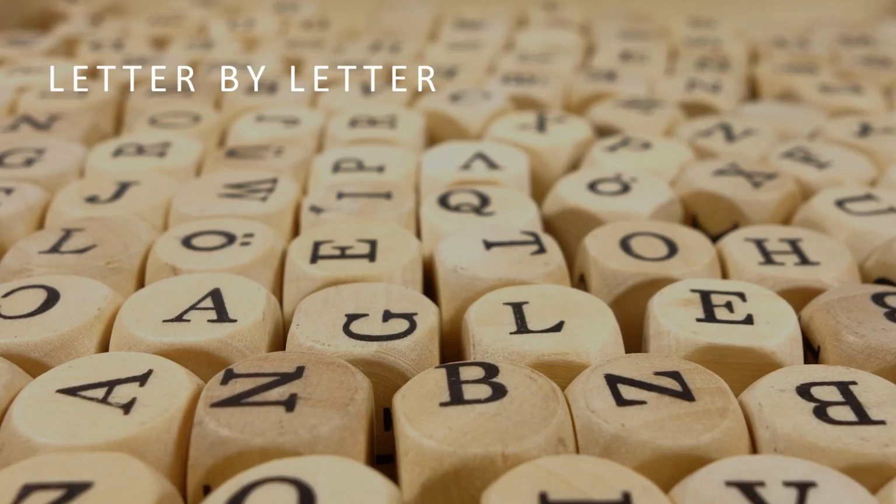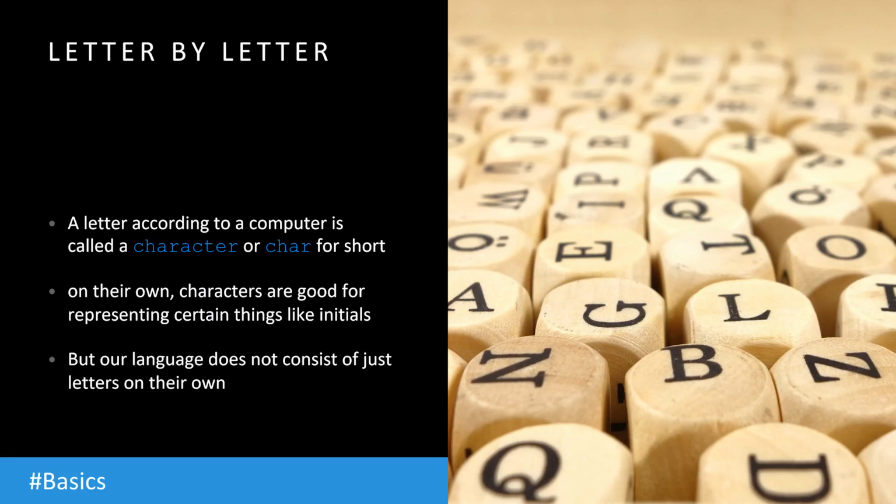Letter by letter. A letter, according to a computer, is called a character, or char for short. On their own, characters are good for representing certain things like initials. I remember one of the first programming exercises that I ever did, there was a challenge where you had to write a program that took somebody's name and then extracted the initials. And naturally, we stored the initials as chars, sometimes they're called cars, sometimes chars. I use the two interchangeably, actually. We would store the initials as chars, and that was usually the best way to go about it, or that's the way that the book wanted us to go about it, rather.